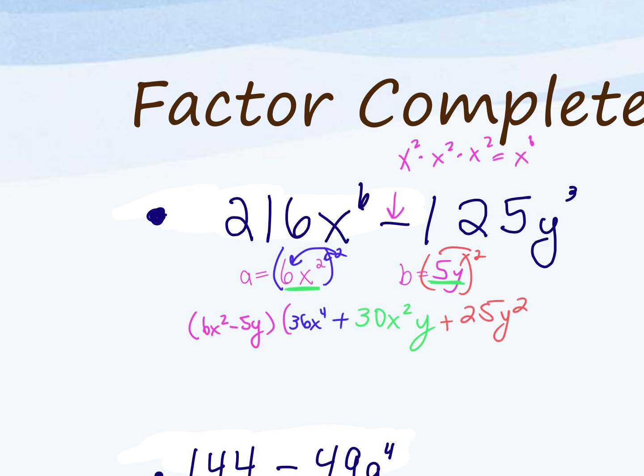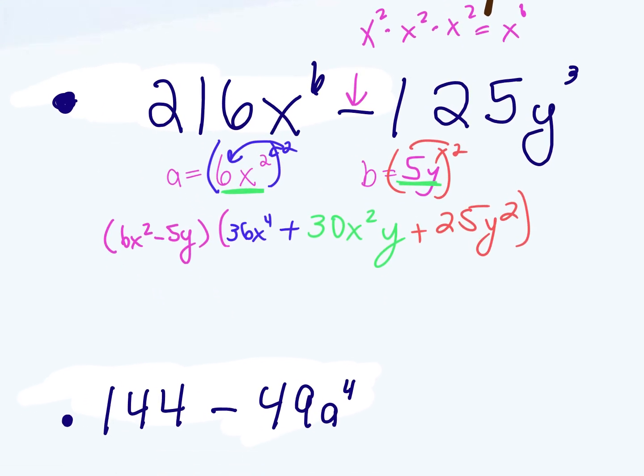So I have 25y squared. Now, somebody asked a wonderful question last period. Do you just leave it like that? Can this be broken down anymore?